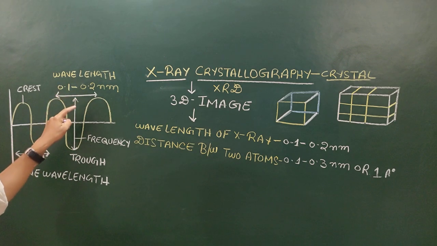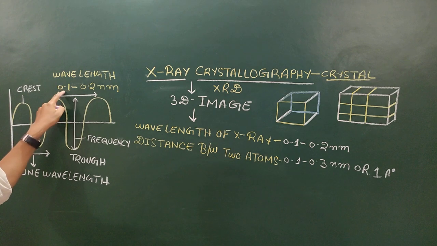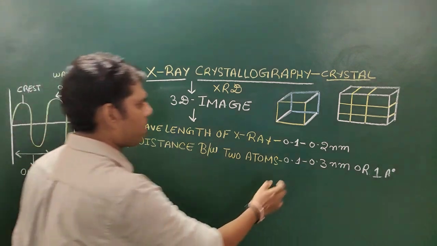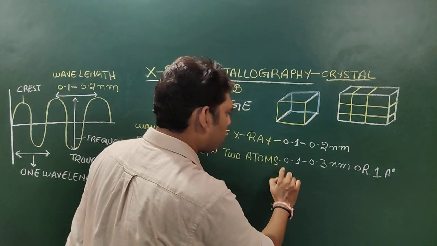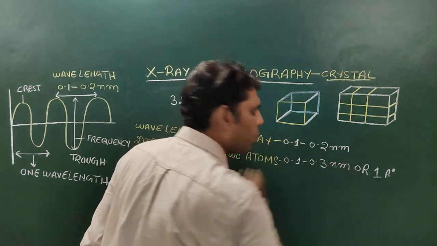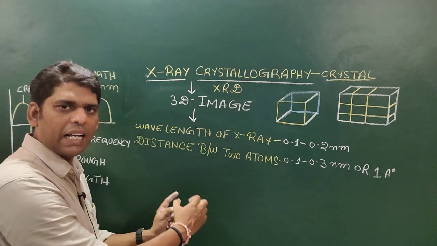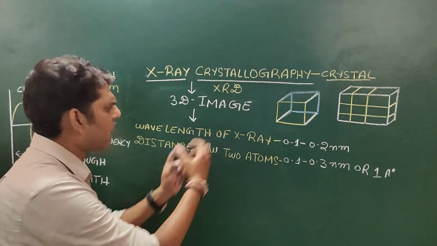Okay, and you can observe that the wavelength is 0.1 to 0.2 nanometer, which is equal to the distance between two atoms in a molecule, that is 0.1 to 0.3 nanometer. That's why when an X-ray beam is incident on a crystal, the X-ray beam is diffracted, or you can say scattered.